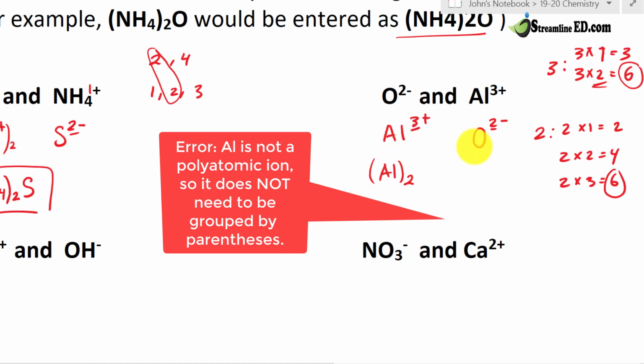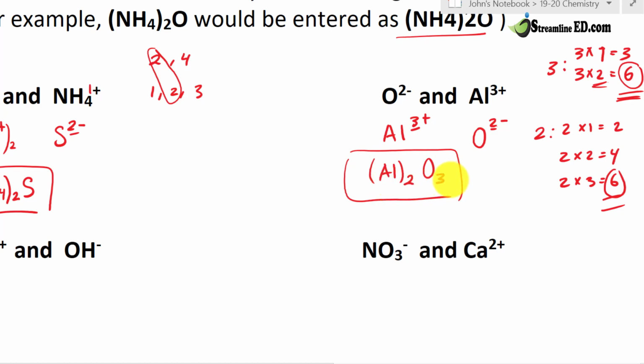What about for oxygen? 2 times what will give you 6? So again, the least common multiple is 6. Well, 2 times 3 is 6. Therefore, we are going to have 3 oxygen. And that is how we use the least common multiple to determine how many of the positive ions and how many of the negative ions that we need to make a neutral compound.